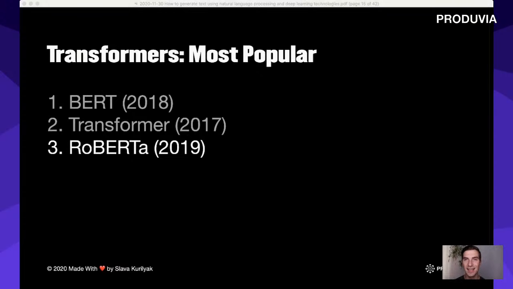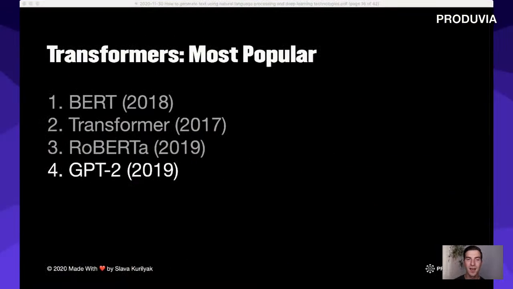ROBERTA. So ROBERTA was a language model released in 2019. This is the third most popular language model, and this is a modification of Google's BERT model. So if you're interested to learn more about how transformers work, how to generate text, I highly encourage you to look into the top 3, right? So BERT, transformer, and ROBERTA is where you would start. The next one, highly recommend you look into this, is GPT-2.